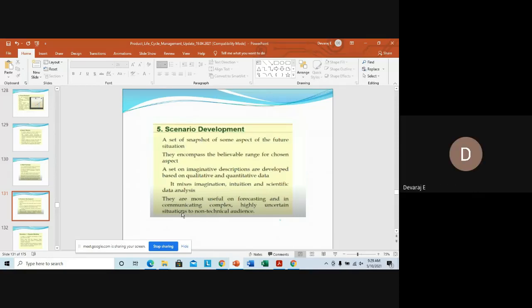No doubt, sir. Okay. So in the last thing, you can say they are most useful for forecasting and communicating complex, highly uncertain situations to a non-technical audience. So it's important. Technical means those who know the technology, the science. If you take a mechanical engineer, those who are not mechanical engineers don't know about the drawings, like 3D drawings, they cannot analyze them. So this is called technology. To predict the future, you should know the technology. If you become a product design engineer, you should know the technology.